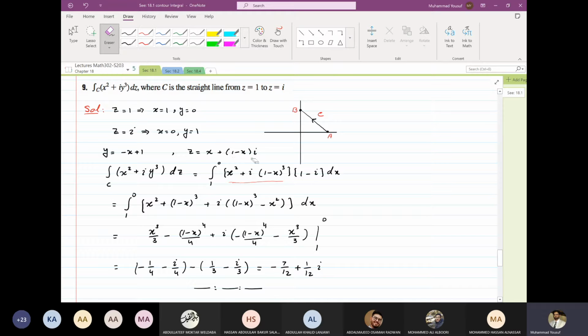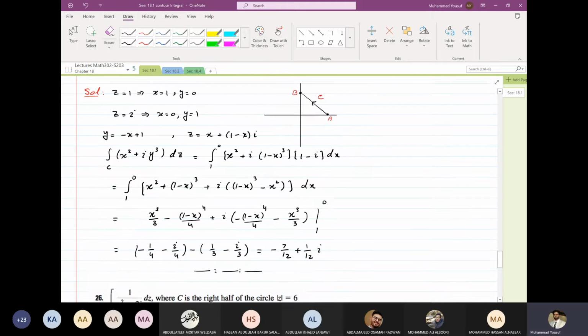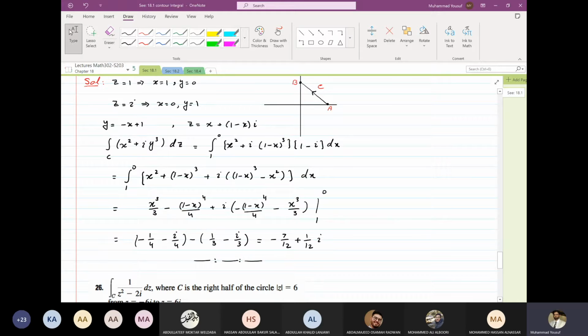Therefore, we have this integral, which is only in x. First we need to multiply them to make the real part and imaginary part. We multiply this x square plus i times (1 minus x) cube, no need to expand 1 minus x power 3, with 1 minus i, simplify, and you get a real part and an imaginary part. Then we integrate the real part and imaginary part.